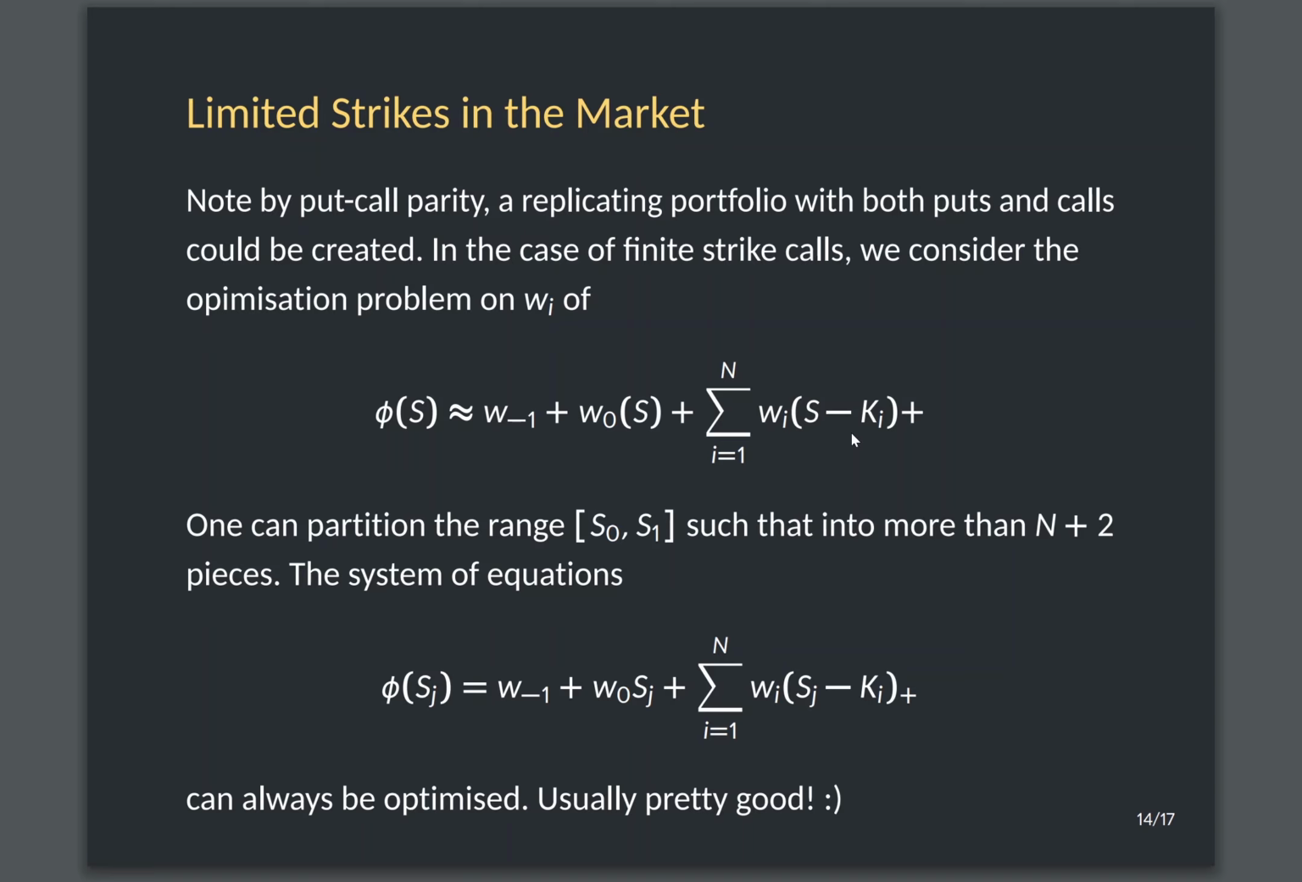w_{-1} and w_0 are the cash and stock positions respectively, and the w_i are positions in the finitely many available calls. There's another typo here. It should be w_0 times S. To solve this, one can partition the range into more than n plus 2 pieces, and then we get a system of linear equations at each of the strikes. This is a set of more than n plus 2 linear equations in n plus 2 variables, so it can be optimized by numerical methods, and one can always reach a solution since there are more equations than variables.